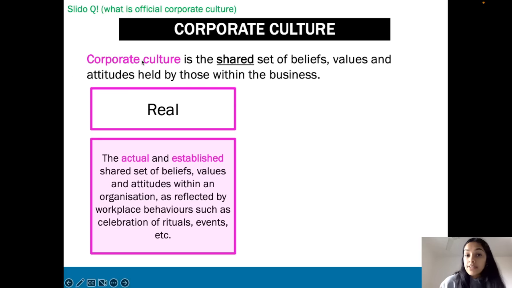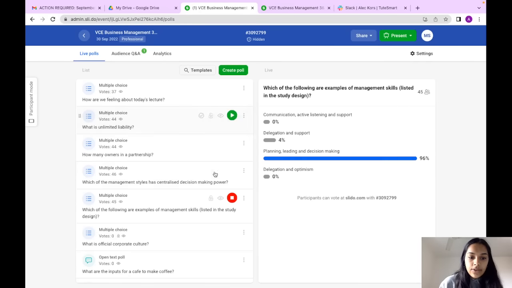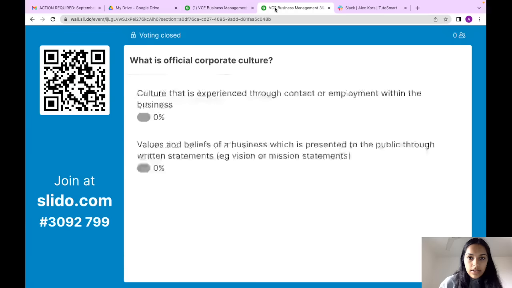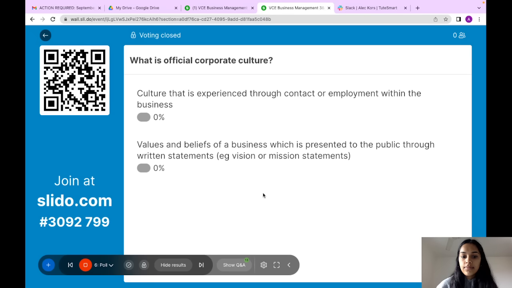Can you guys remember what official corporate culture is? So I'll put up a Slido for that one as well. So with official corporate culture, do we think that it's culture that is experienced through contact or employment within the business, or is it values and beliefs of a business which is presented to the public through written statements? What do we think?